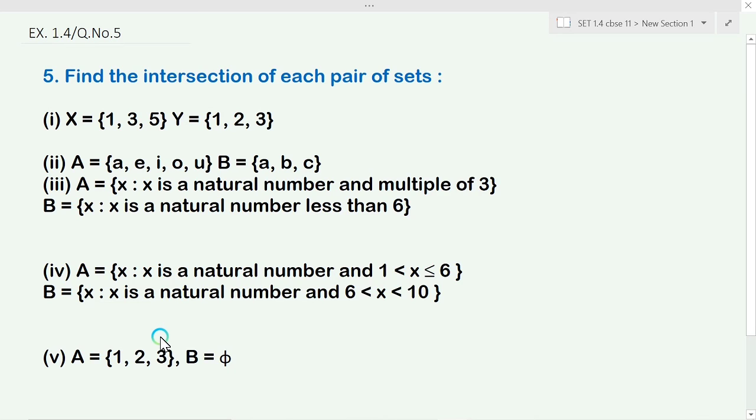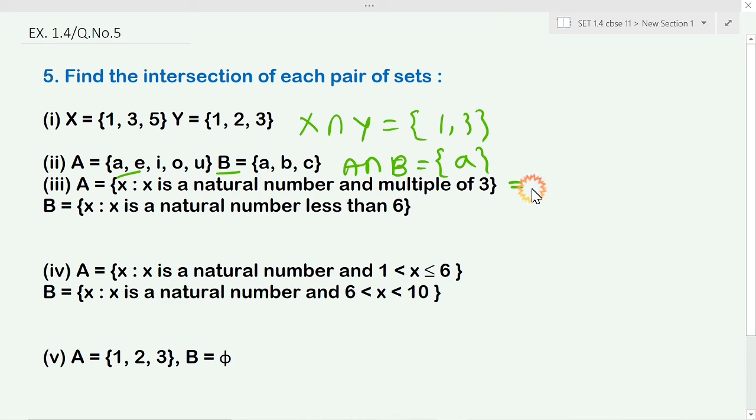Now question number 5. Find the intersection of each pair. So you have to find the intersection. Okay. So X intersection Y. What is intersection? The common elements between X and Y. So the common elements between X and Y are 1 and 3. So X intersection Y equals 1, 3. Similarly, A intersection B equals only A, because only A is common in A and B.